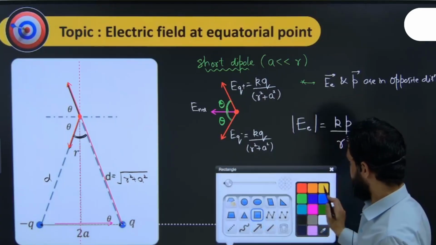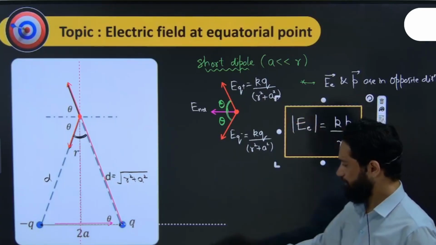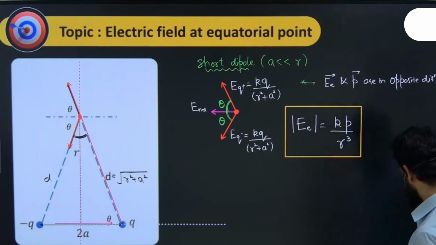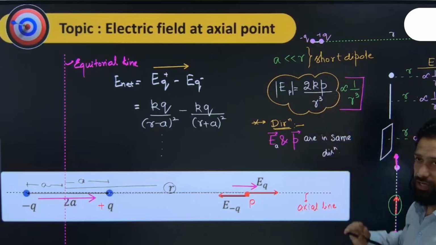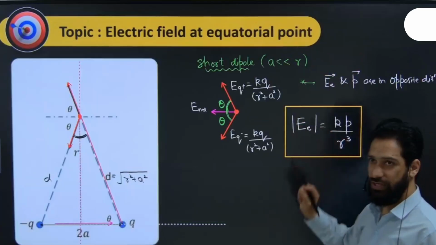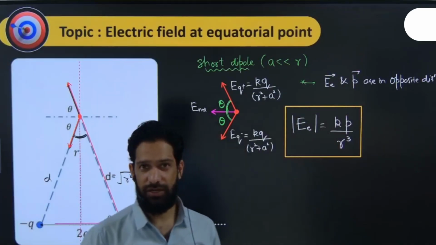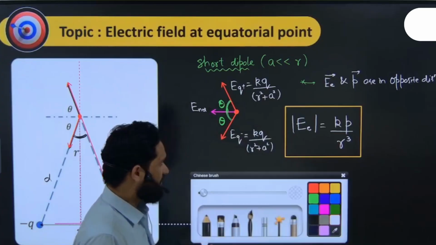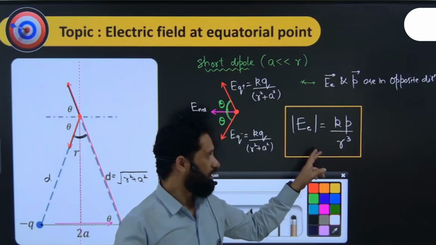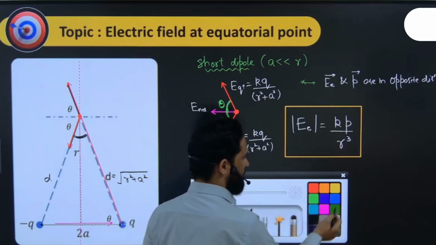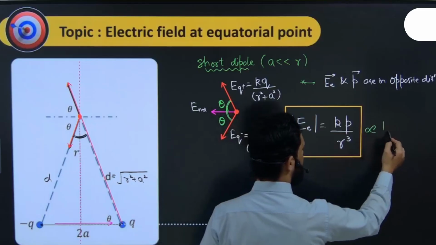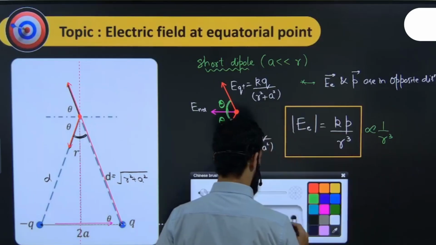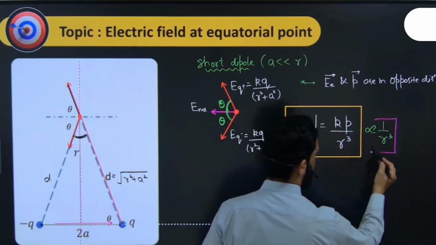Now what is the uniqueness about this result and the result before it? The result before it was telling us that the electric field at an axial point is 2kp by r cube. Now here at the equatorial point it is only kp by r cube, which means that the electric field here in magnitude, if we keep the distance the same, is just half of what we got previously, and also it is inversely proportional to the cube of the distance.